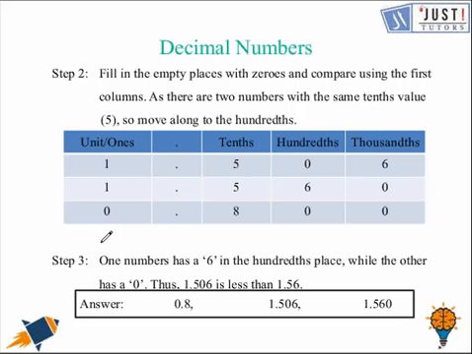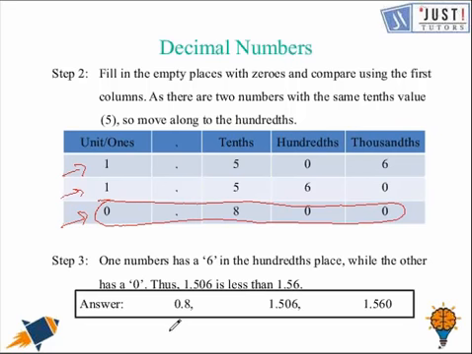Now we are here to compare the numbers. We'll start from the ones column because we've got 1, 1 and 0. So of course 0 is the smallest, and hence this is going to be the first number in ascending order. So we've kept it there.